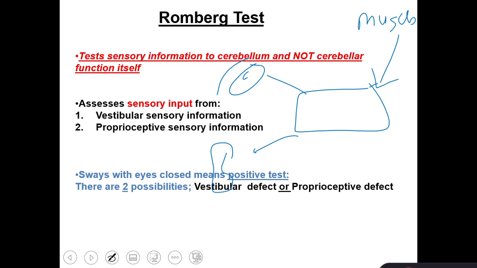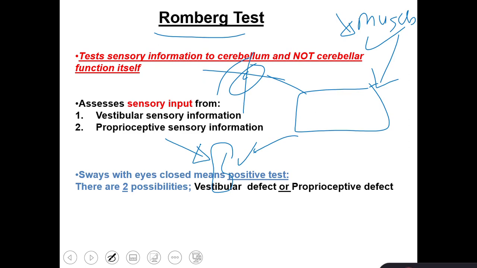You do a test that we call the Romberg test. Here you ask the person to close eyes. Now you are canceling the vision, and now the muscle and ear are intact or should be intact. So if you ask the person to close eyes and walk, he should be able to maintain balance. How about if the person closes eyes and sways as he walks? Then there must be a problem either in the muscle proprioception pathway or in the vestibular apparatus pathway.